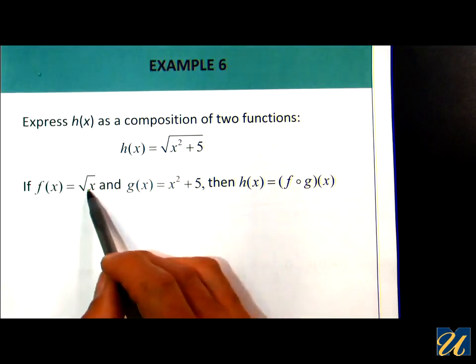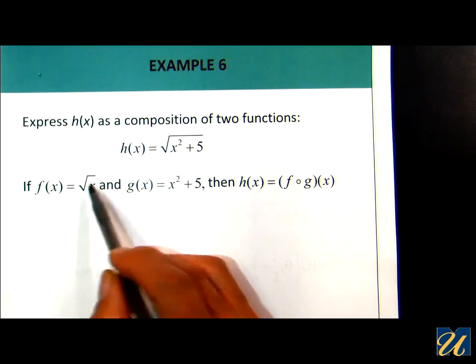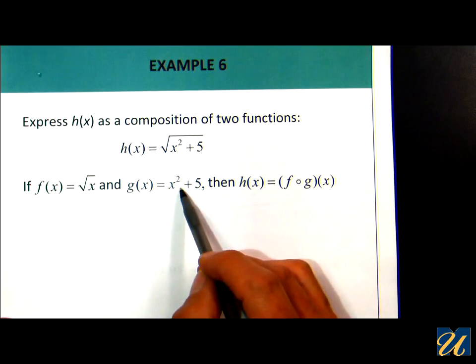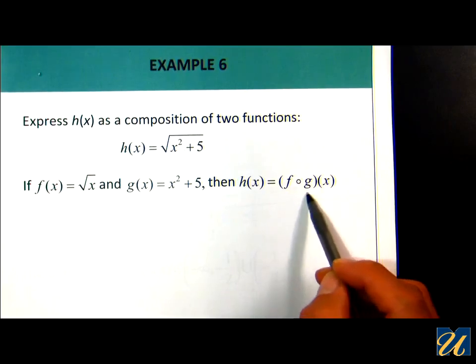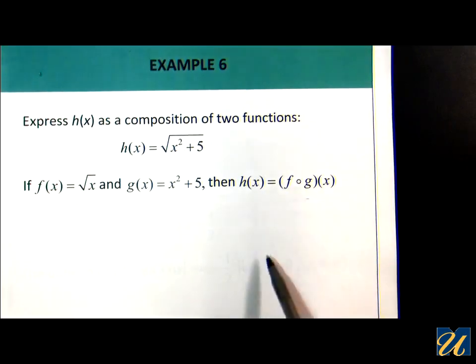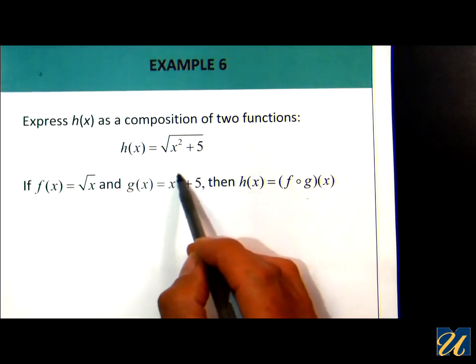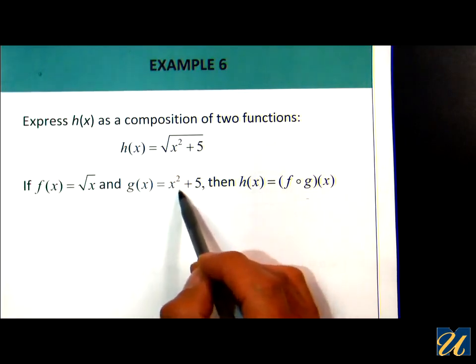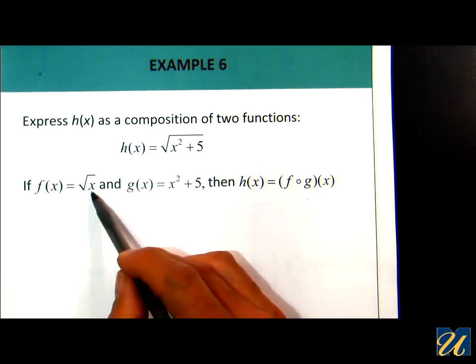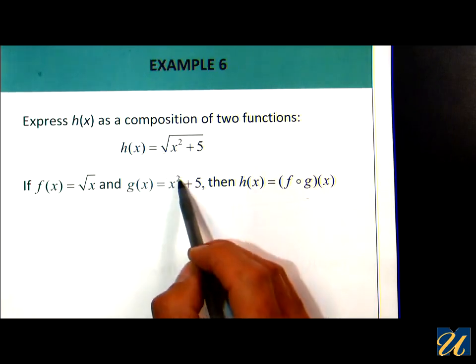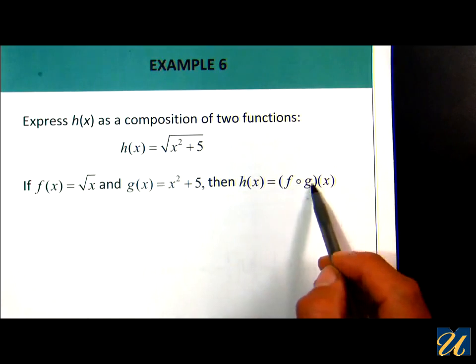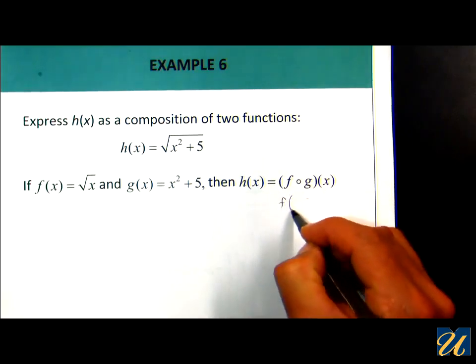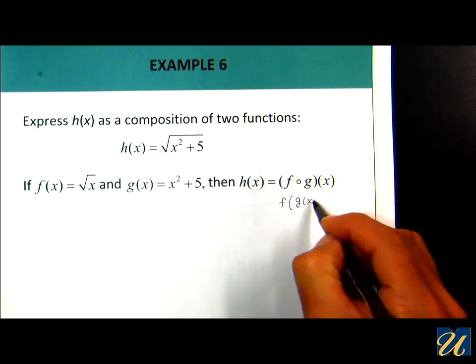So one function is the square root function. The other function is the one being square rooted. Now you have to figure out whether it's f compose g or is it g compose f. So let's see. If you put all of this, which is g of x, inside there, you get the original. Putting g of x inside f means f compose g. It means f of g of x.